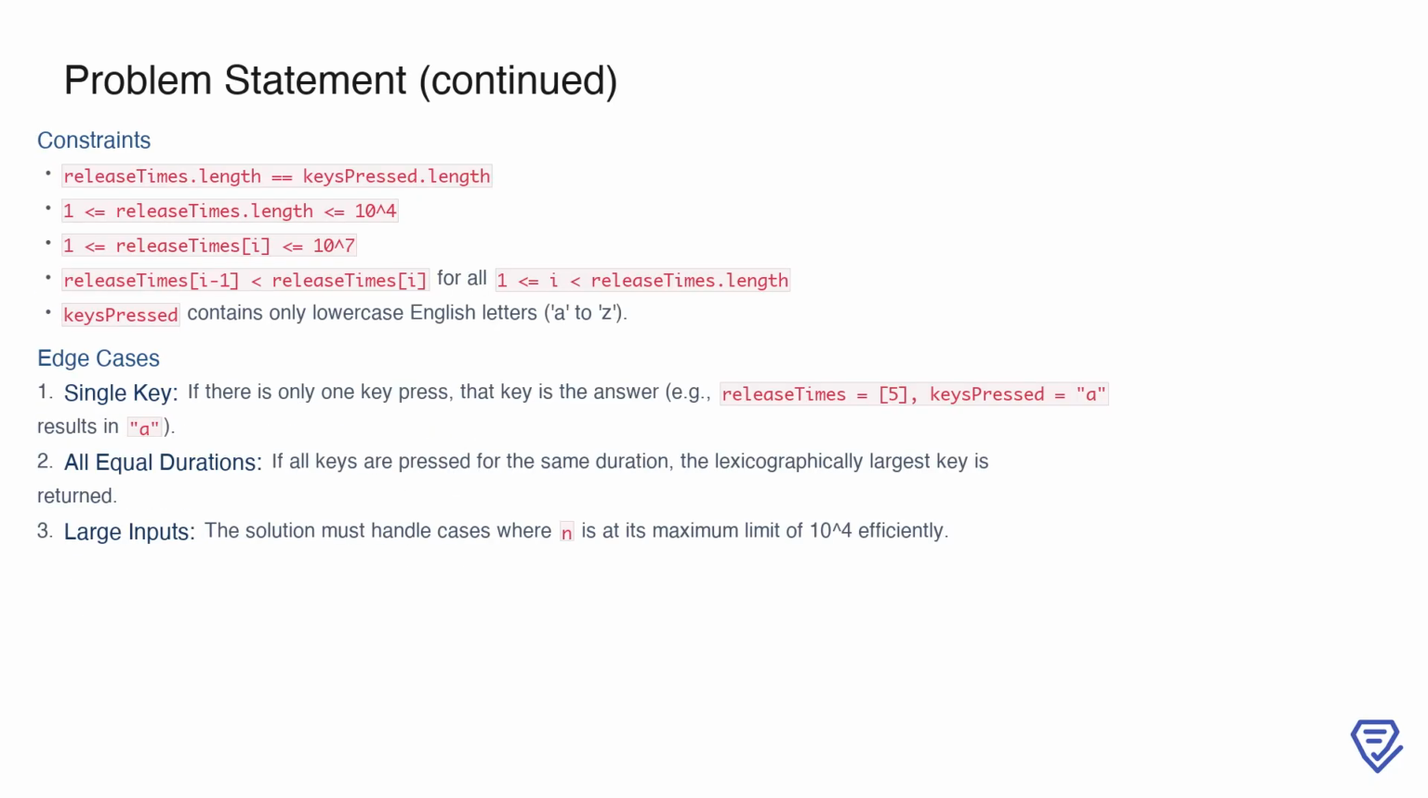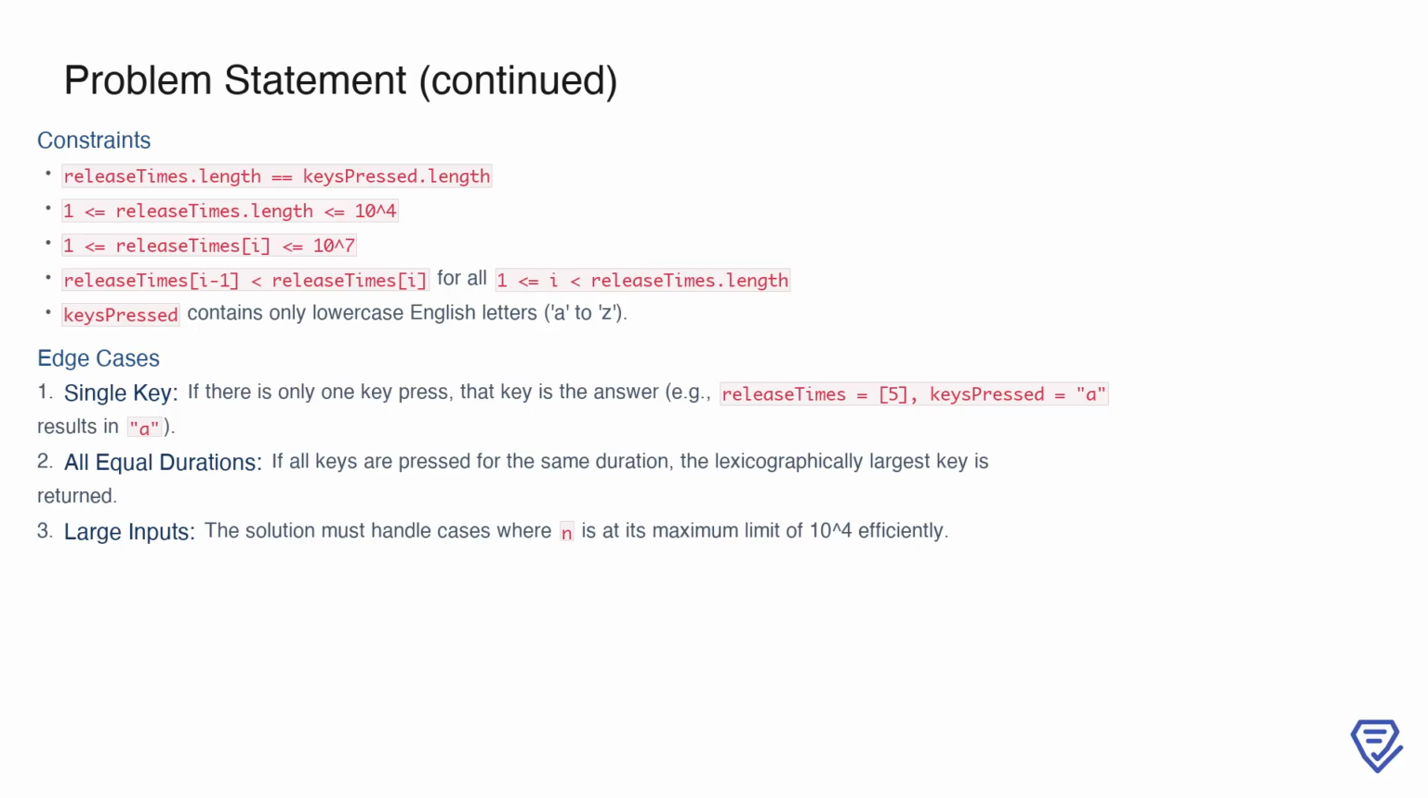To summarize, the constraints of the problem ensure that the lengths of release times and keys pressed are the same, with at least one key press and at most 10,000. The release times are strictly increasing, meaning there are no simultaneous key presses. Additionally, the keys are always lowercase English letters. For edge cases, if there's only one key press, that key is the answer. If all keys have the same duration, the lexicographically largest key is returned. Finally, the solution must handle large inputs efficiently when n reaches the upper limit of 10,000, ensuring our approach is both optimal and scalable.